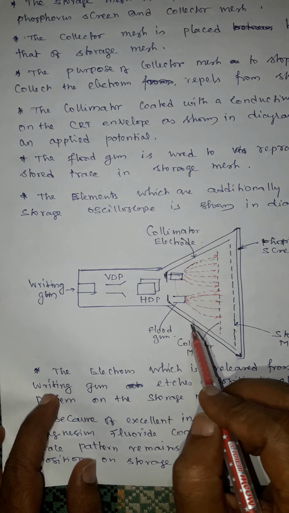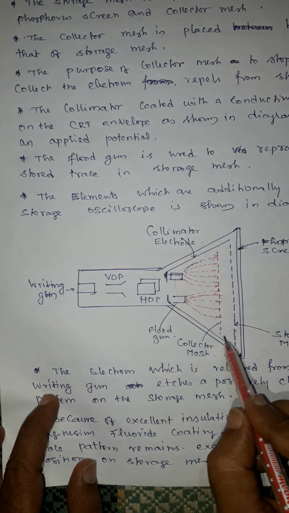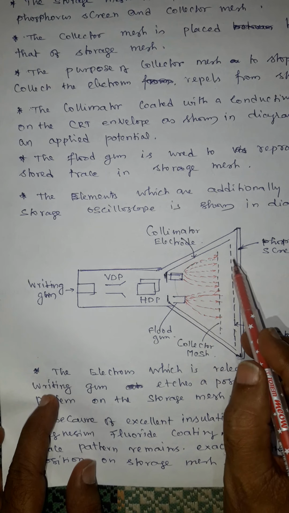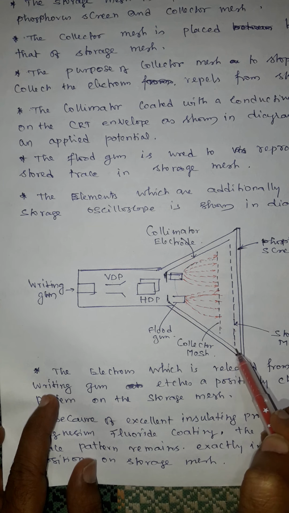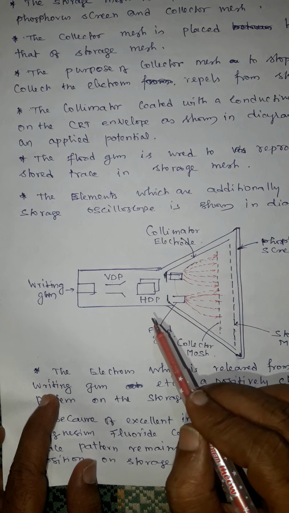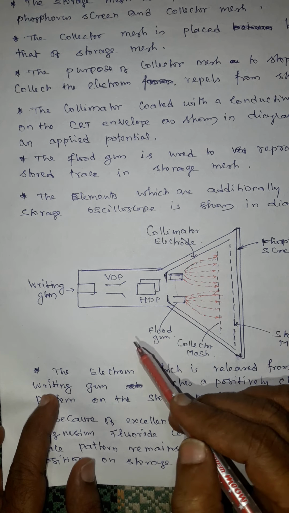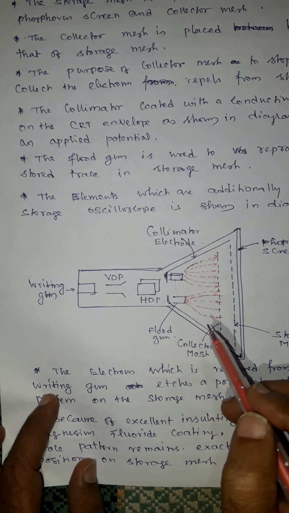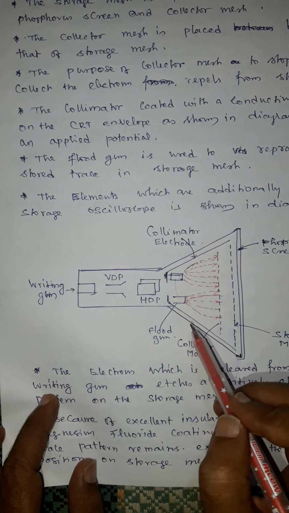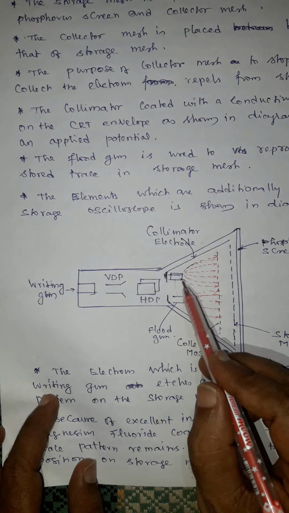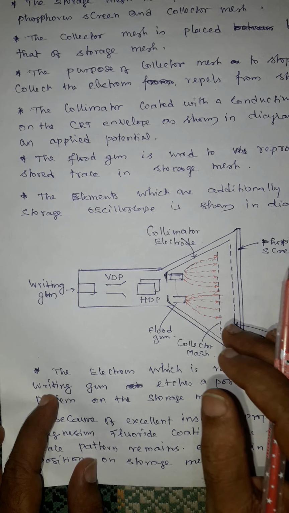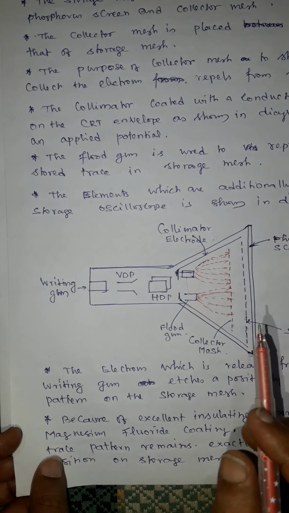The basic concept behind this storage oscilloscope is that once the writing gun delivers the data, it is stored in the storage mesh. After you switch off the oscilloscope, if you want to recollect the stored waveform, you just have to switch on and then switch on the flood gun. Then it will emit electrons. The stored data will be placed here. That is the concept behind the storage oscilloscope. The condition is that it stores only one waveform at a time.